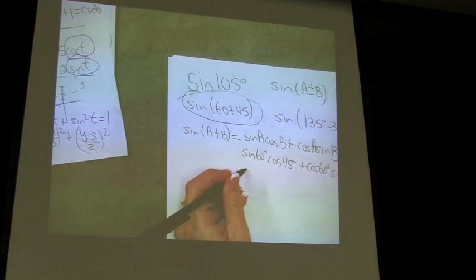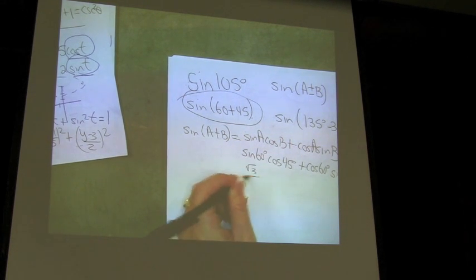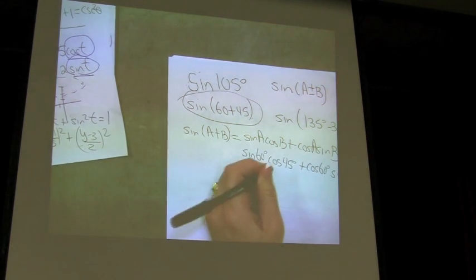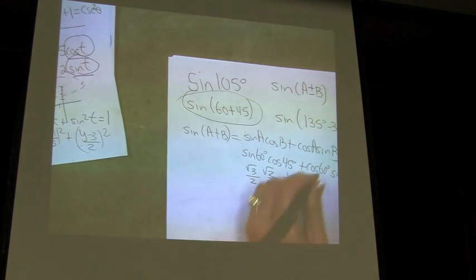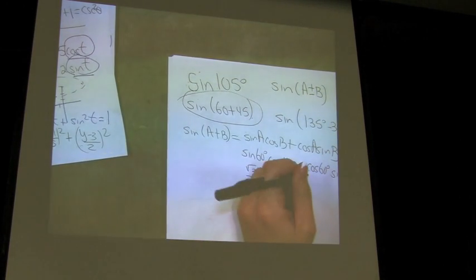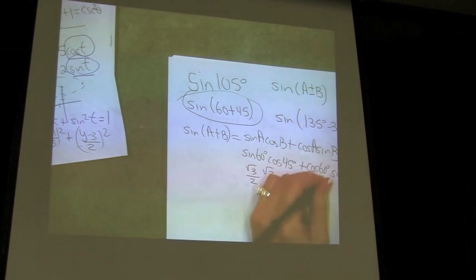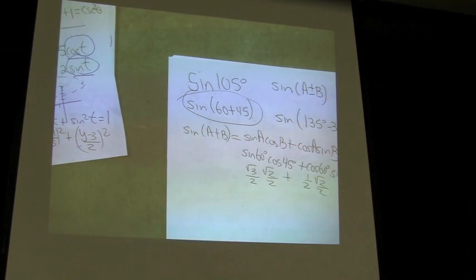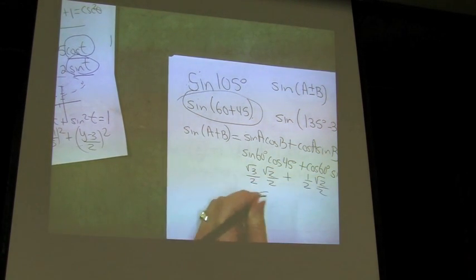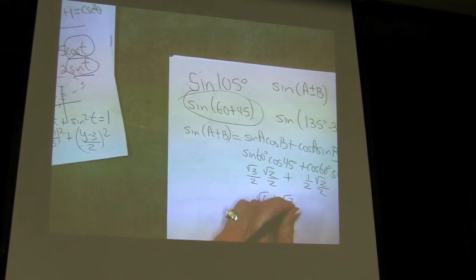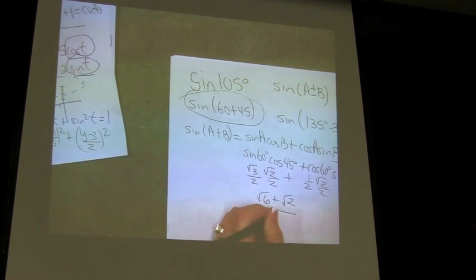Sine of 60, root 3 over 2. Cosine of 45, root 2 over 2. Cosine of 60, 1/2. Sine of 45, root 2 over 2. What's the answer? Root 6 plus root 2 over 4.